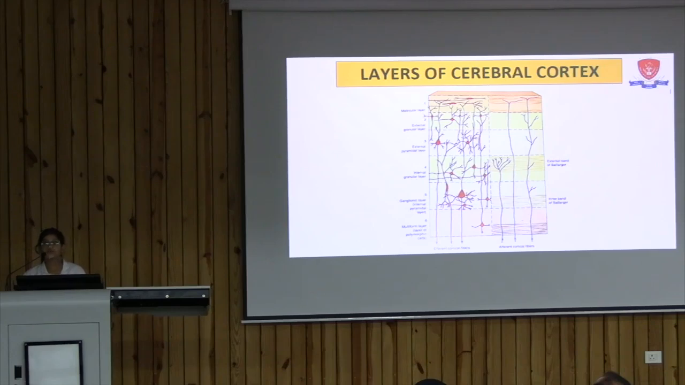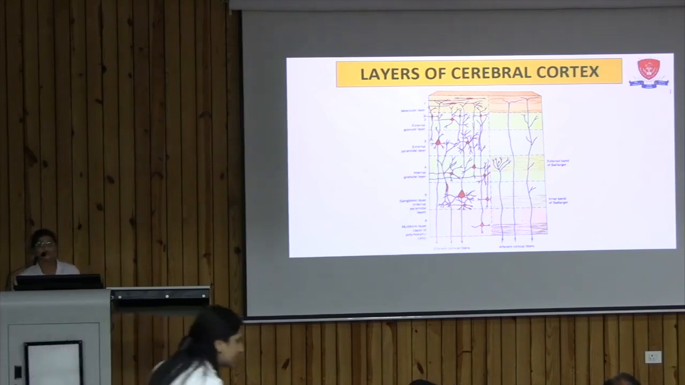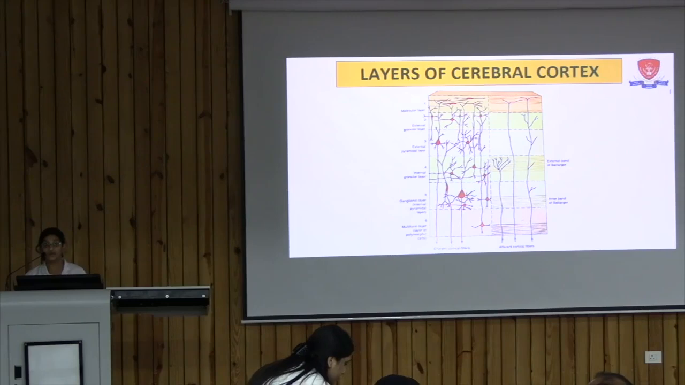This layer shows 2 types of neurons, number 1 being small pyramidal cells and number 2 being stellate or granule cells. Number 3 is the external pyramidal layer. The axons of this layer form commissural and association fibers. This is followed by the internal granular layer, which contains the external band of Baillarger or white stria, which is prominently marked in the visual cortex.